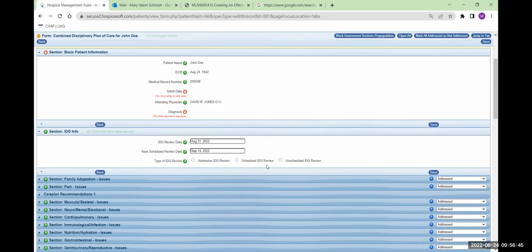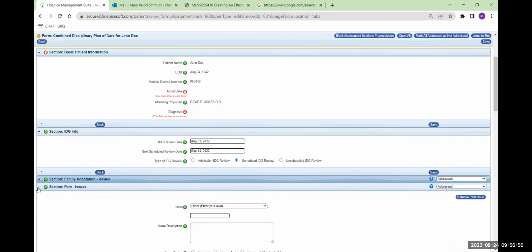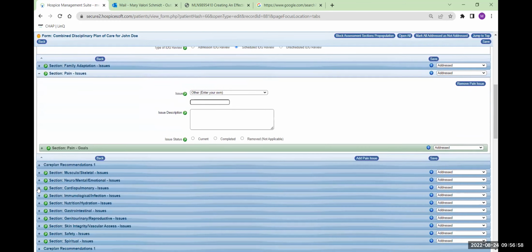And is this a routine or is this an admission? So this is going to be a scheduled routine review. If it were an admission, we'd click admission. And then all of these sections are going or should be pulling your care plans from your notes.